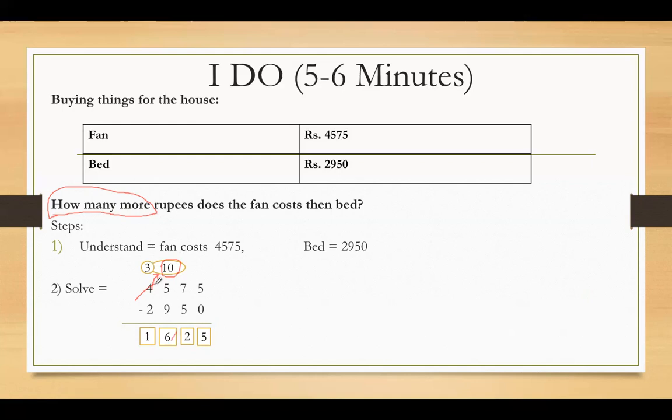Now here it was 4. We borrowed 1. So how many left? 3. Yes, correct, 3 left. 3 minus 2 is 1. So the answer is 1,625 rupees. So fan is costlier than bed by 1,625 rupees. Okay, I hope you understood it.